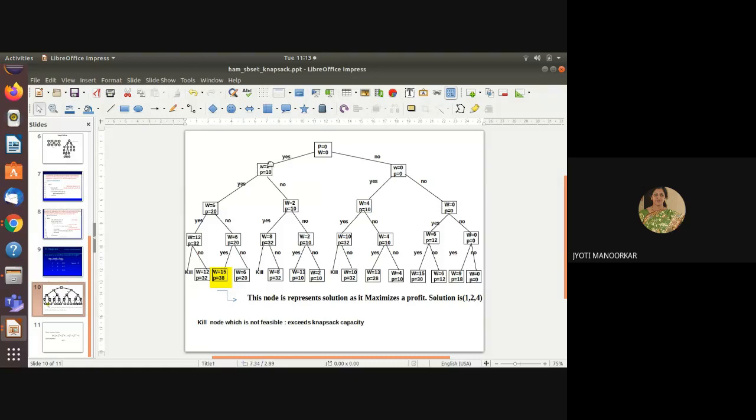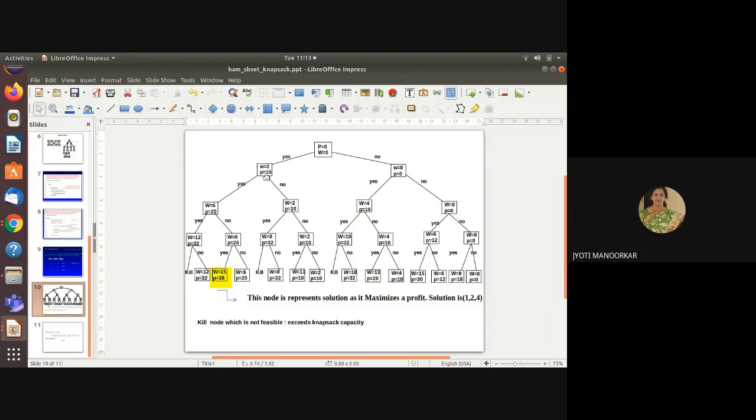Now I will update the weight. W equals the previous weight at the root node plus the current atom's weight, so 2 plus 0 is 2. So at this node at level 1 on the left side, I get W equals 2 and profit equals the previous profit, which was 0, plus the current atom's profit, that is 10. So 10 plus 0 is 10. So at this internal node, I have W equals 2 and P equals 10.